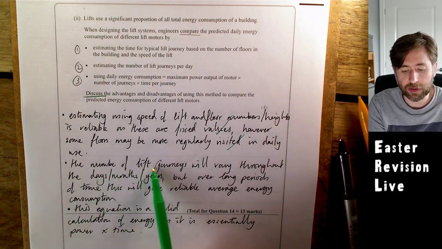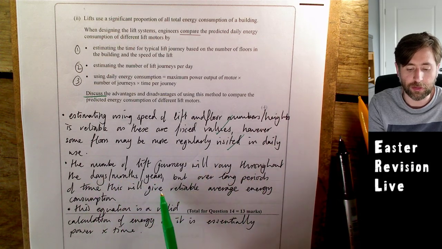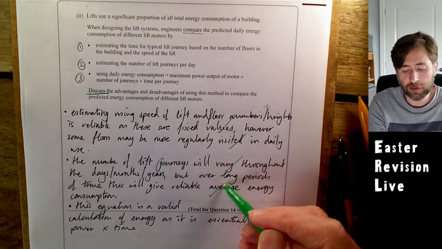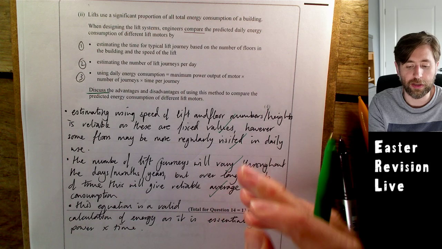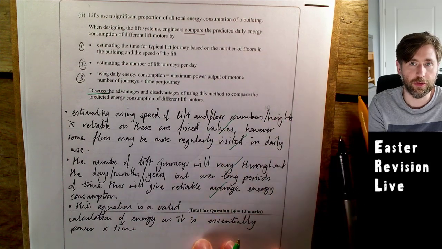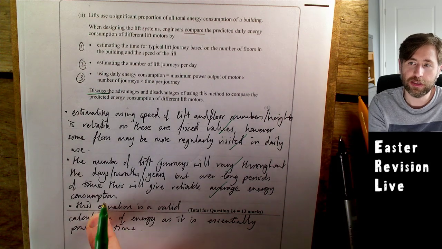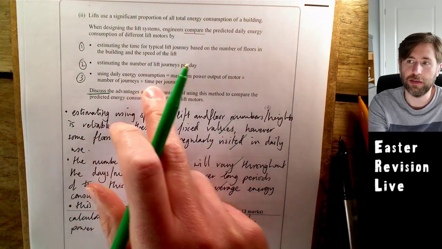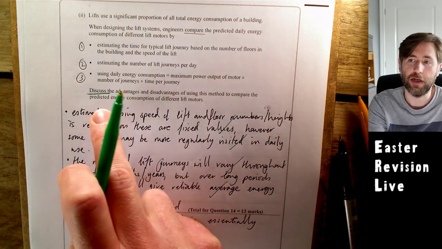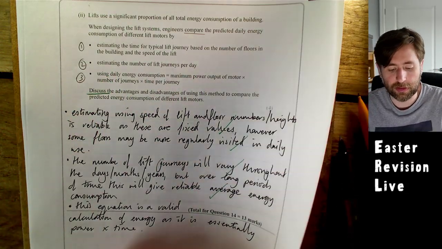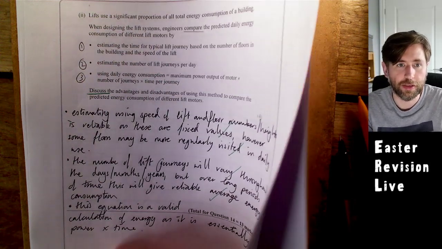The number of lift journeys will vary throughout the days, however, but over long periods of time this will give a reliable average of energy consumption. So there's a bad thing because they vary, but if you do it over a large period of time, then that would be fine. And actually I've done enough, and this is one of those, there's a maximum of 4 marks from a range of different points you can say. And then the last one is the equation is okay because energy is power times time, and basically number of journeys times time per journey is time. Okay, that's that question out of the way.